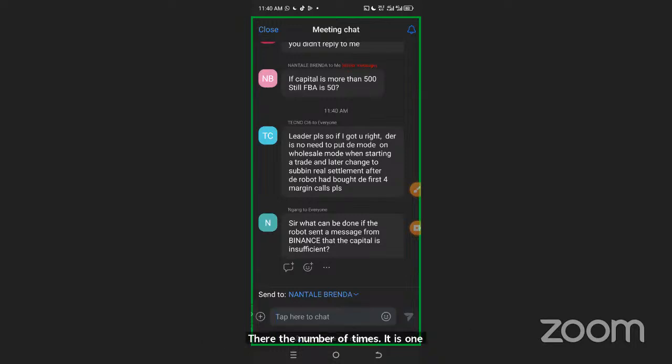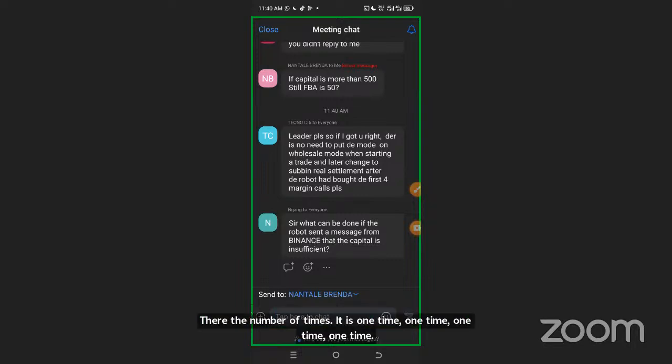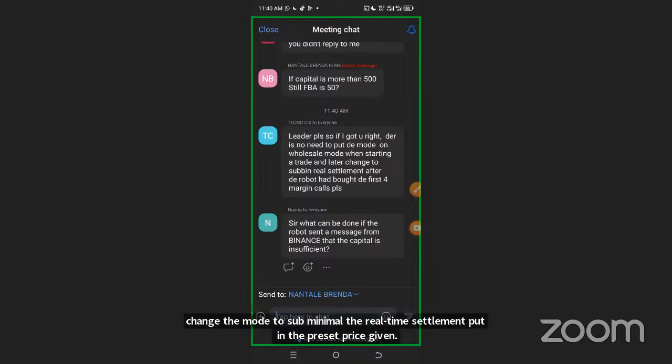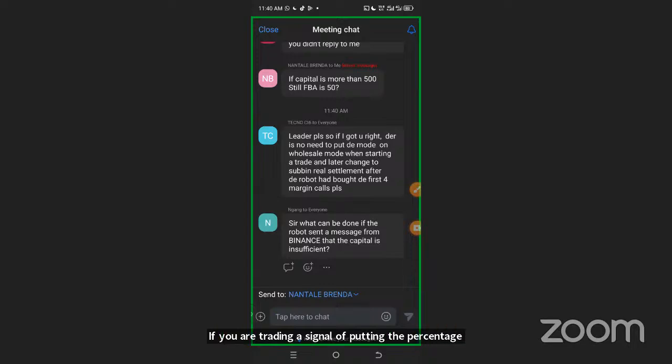Save, change the mode to sub-bin mode real-time settlement, and put in the preset price given. If you are trading a preset signal, put in the preset price given. When the robot buys the coin, change the first buying amount to the other.